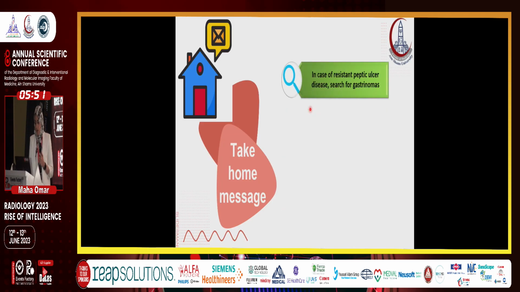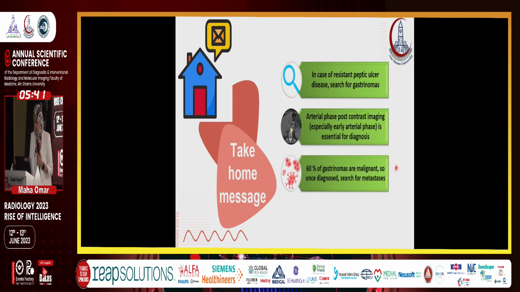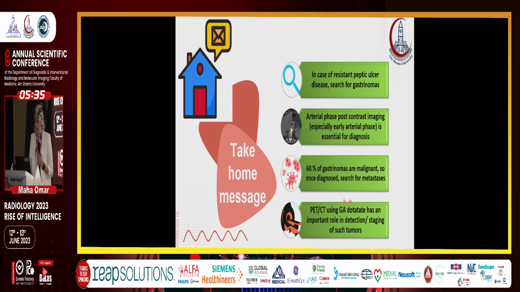Our take-home message: in case of resistant peptic ulcer disease, please search for gastrinomas. Arterial phase post-contrast imaging, especially the early arterial phase, is essential for diagnosis. 60% of gastrinomas are malignant, so once diagnosed, search for metastasis. PET-CT using gallium dotatate has an important role in detection and staging of such tumors, as Dr. Rasha told us in the earlier session.